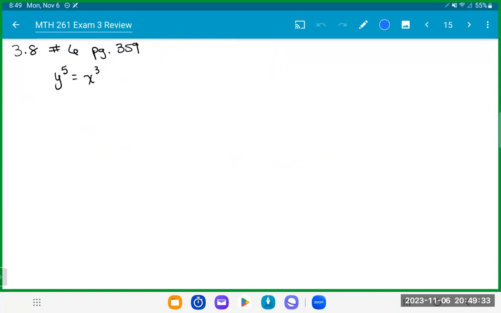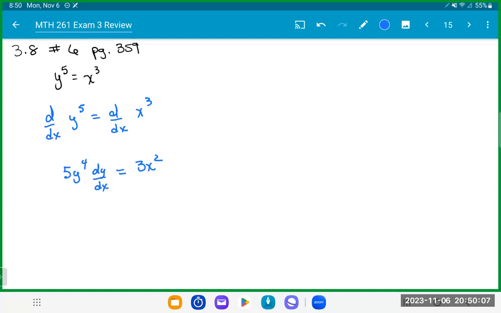Okay. So the last two are where we're differentiating implicitly. So this one, we first take d/dx of both sides. d/dx of x cubed. Now we take the derivative. So the derivative of y to the 5 is 5y to the 4. It has a y, so we have to add the dy/dx. The derivative of x cubed is just 3x squared.